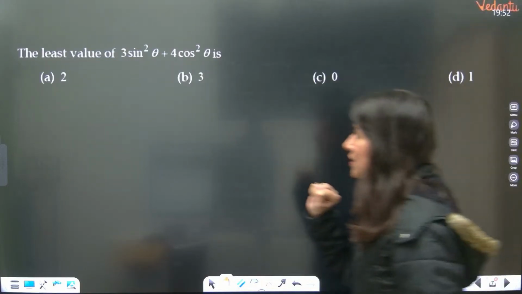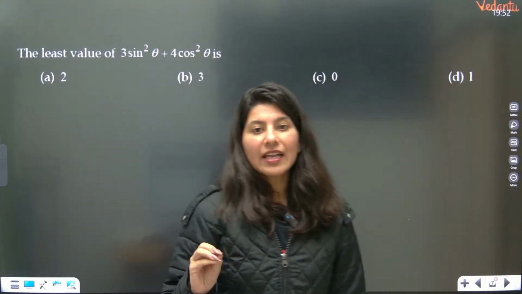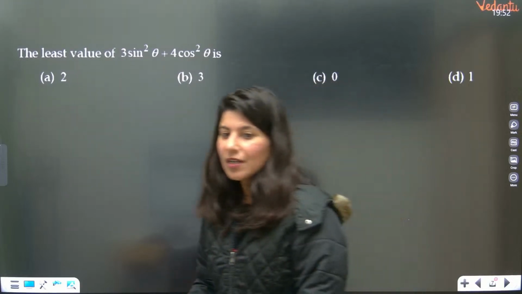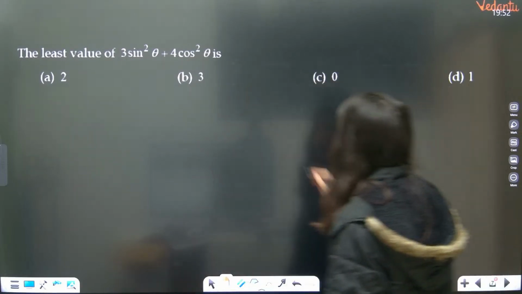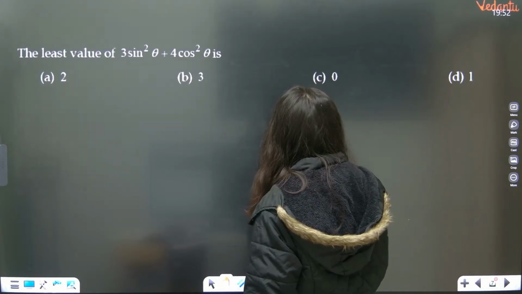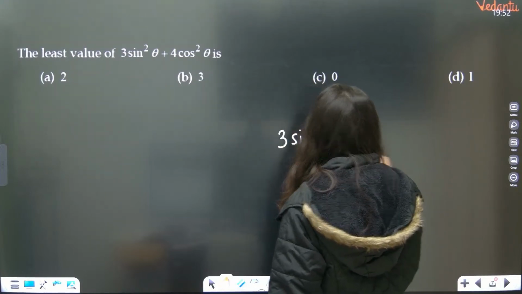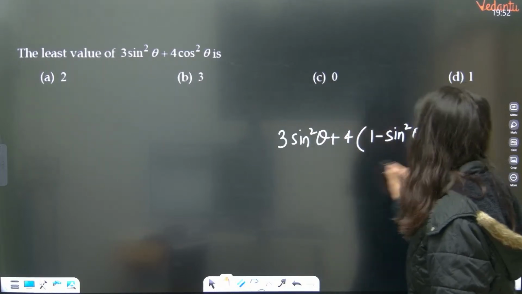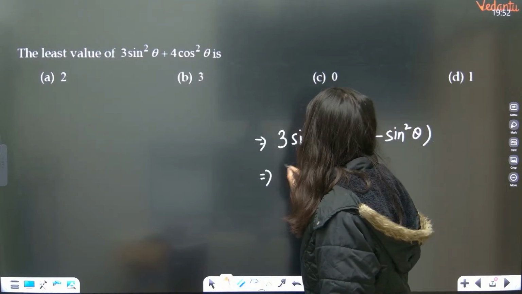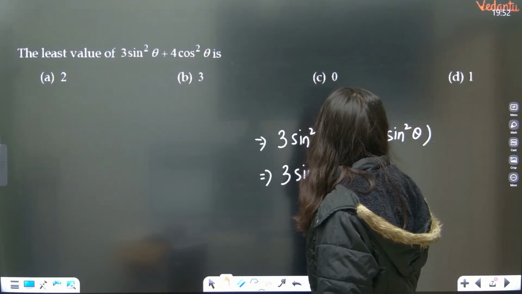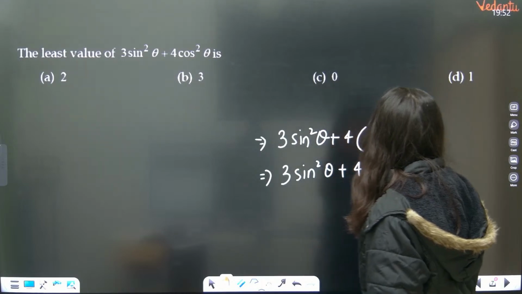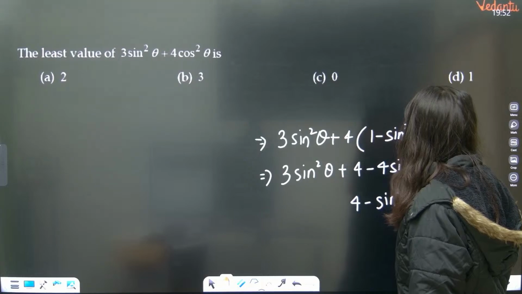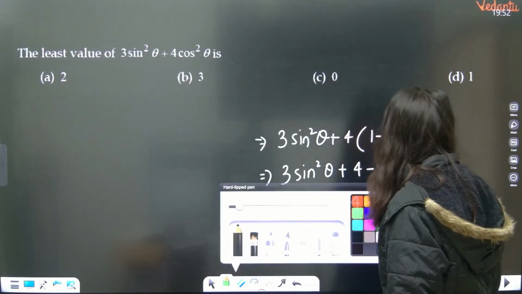Now the next question. Least value of 3 sine square theta plus 4 cos square theta. Again, a trigonometric question. So whenever you see 3 sine square plus 4 cos square, you can write 3 sine square theta plus 4 cos square theta, which will be 1 minus sine square theta. Okay. So this is 3 sine square theta plus 4 minus 4 sine square theta. So 4 minus sine square theta.